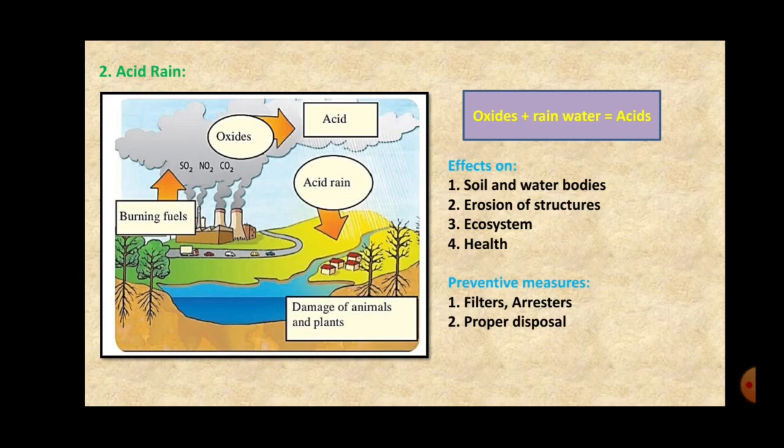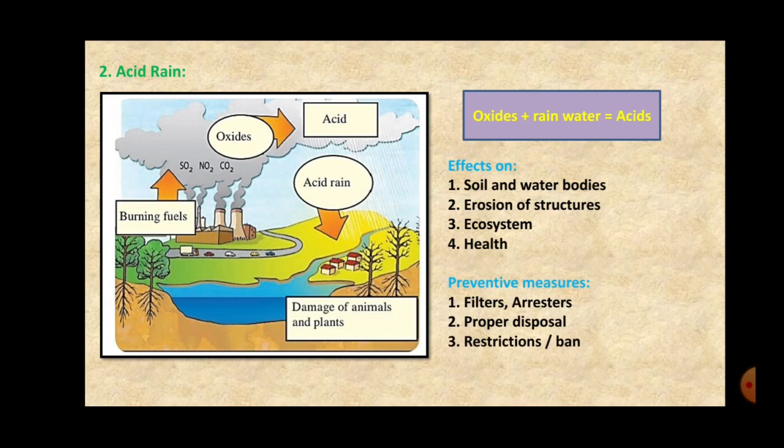Second is proper disposal. From the industries also, wastewater is thrown out. It should be done with proper care, because if it contains heavy metals like cadmium and all, then it is absorbed in the soil, and again it can lead to soil pollution as well as water pollution. So it should be treated well before being disposed of from the industries and factories.